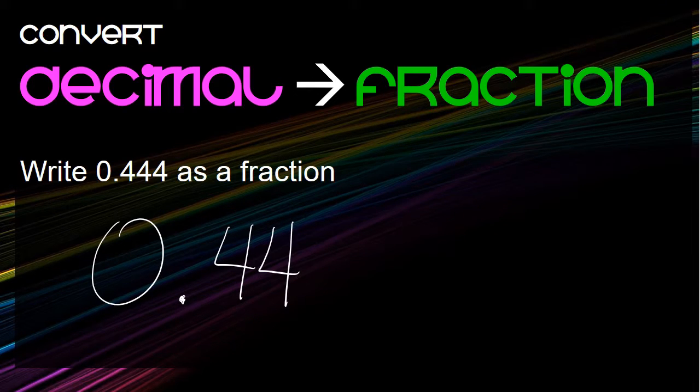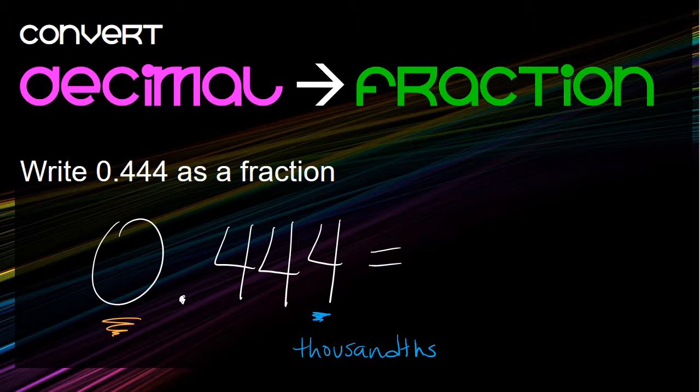0.444. That is going to be equal to, let's go ahead and work through our steps. So step one, we're going to identify the digits to the left. That's our whole number, and right now we have 0, so we're just dealing with a regular fraction. Step number two is we're going to identify the last place value of our decimal. Our last place value here is our thousandths place, and so our denominator is going to be out of 1,000.